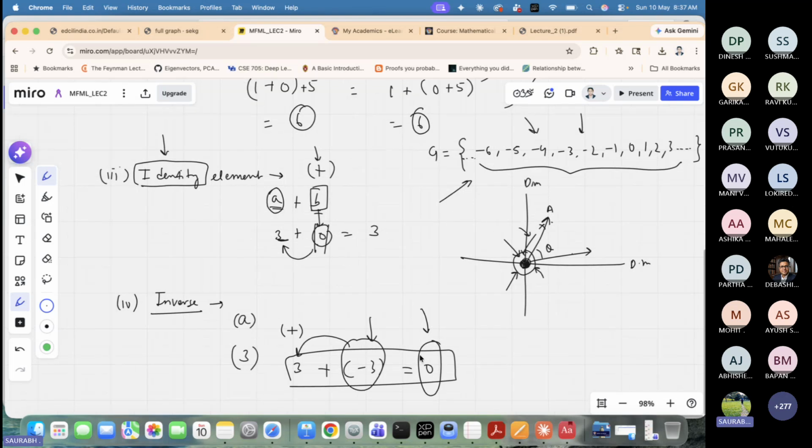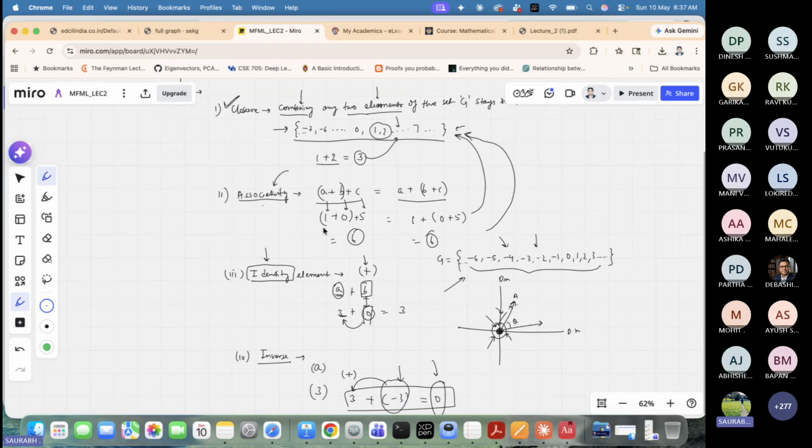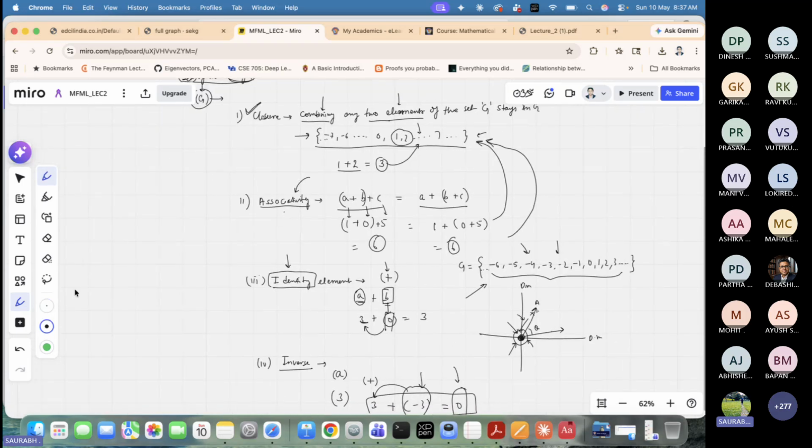Now these four properties that we have discussed just now: closure, associativity. Closure is combining any two things results in a third thing, and that third thing would be a part of the set itself. Associativity is grouping doesn't matter.